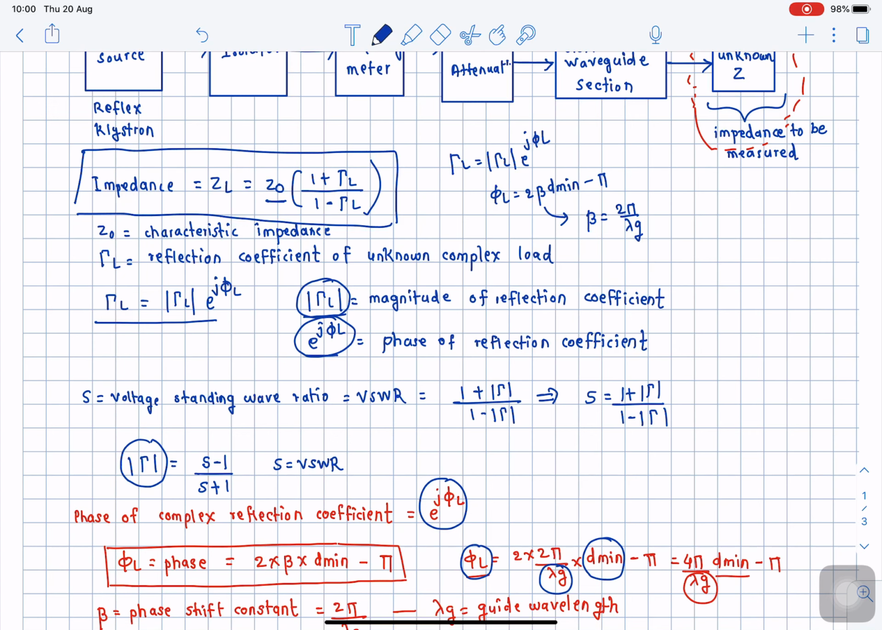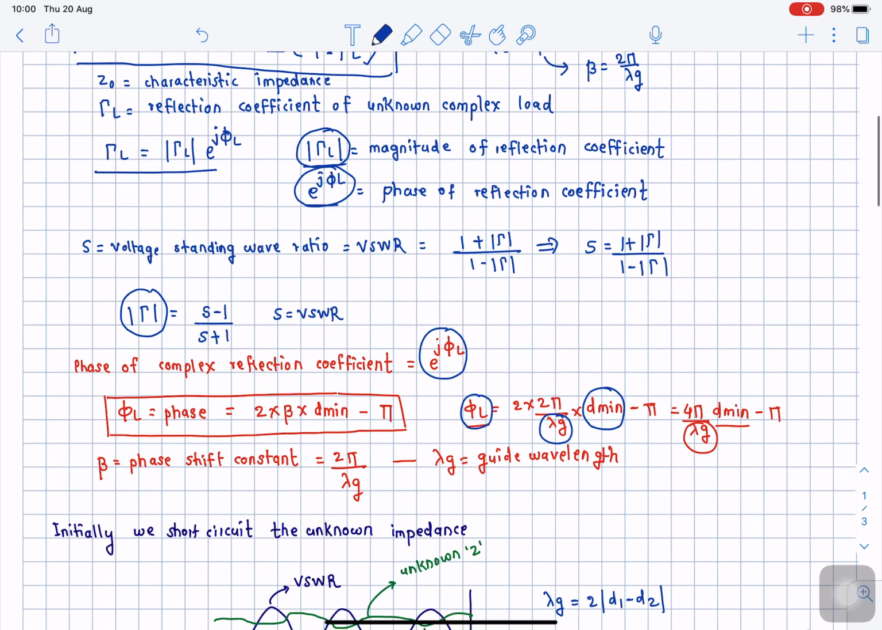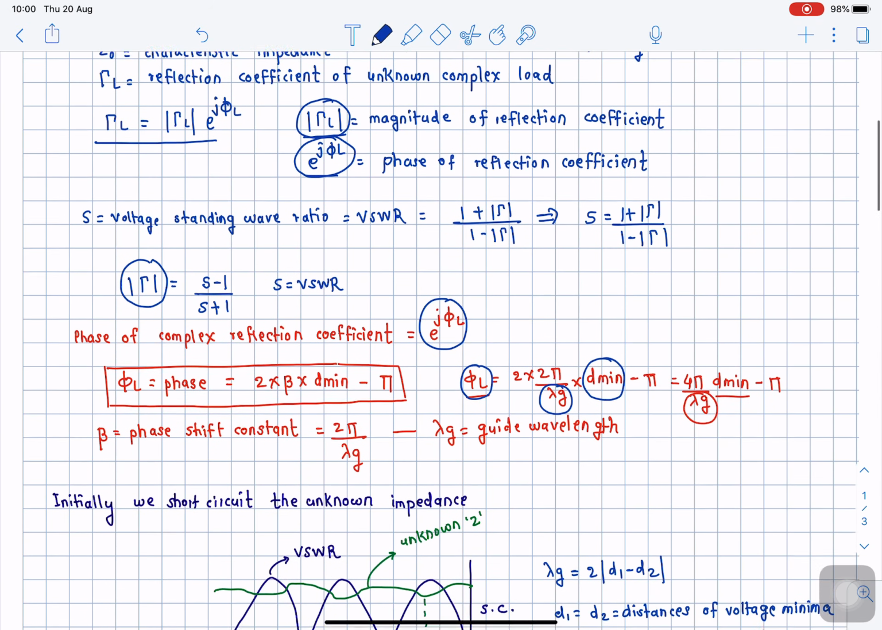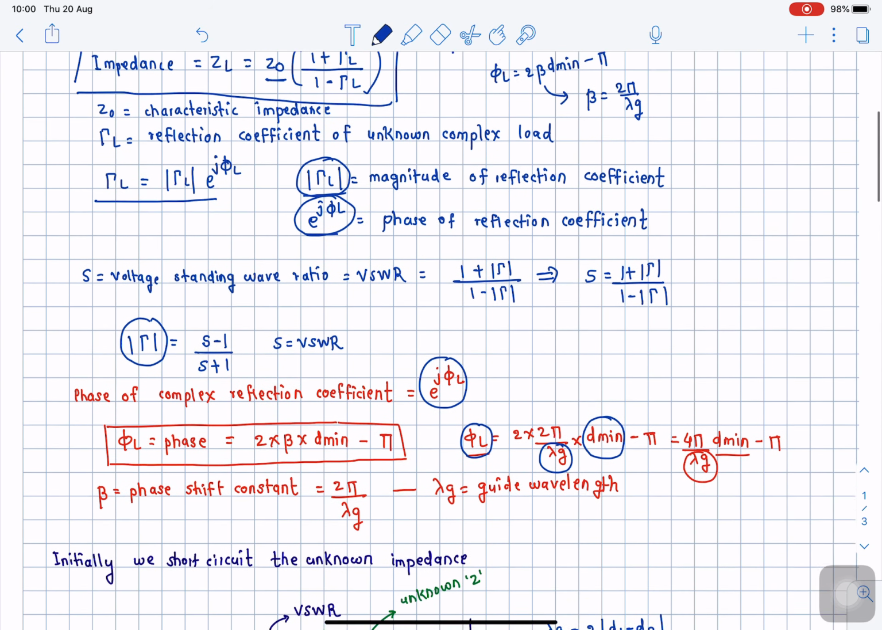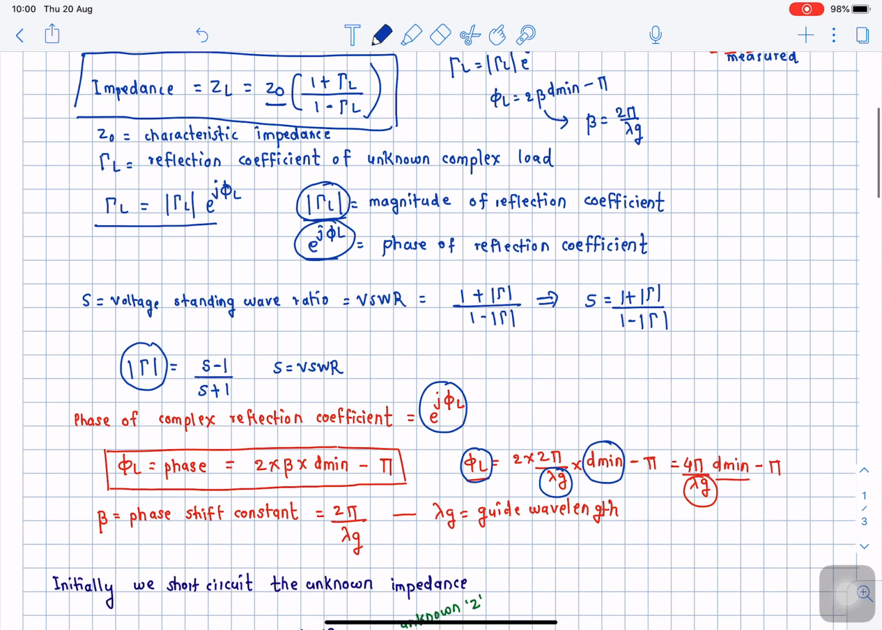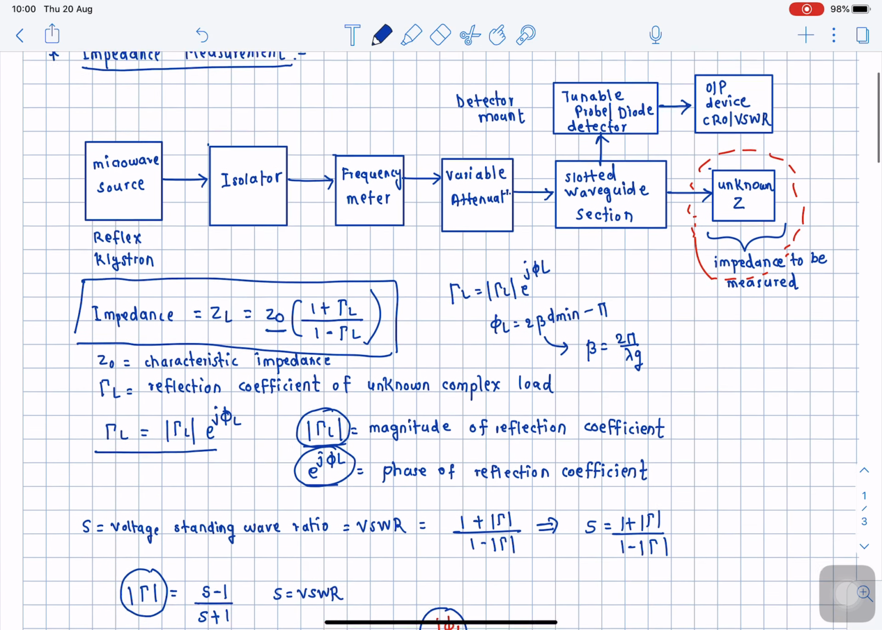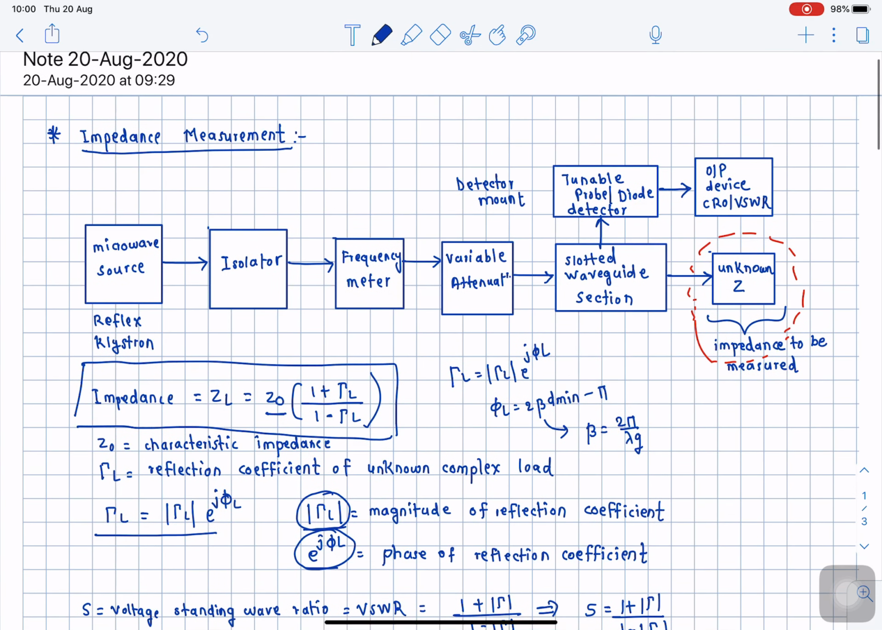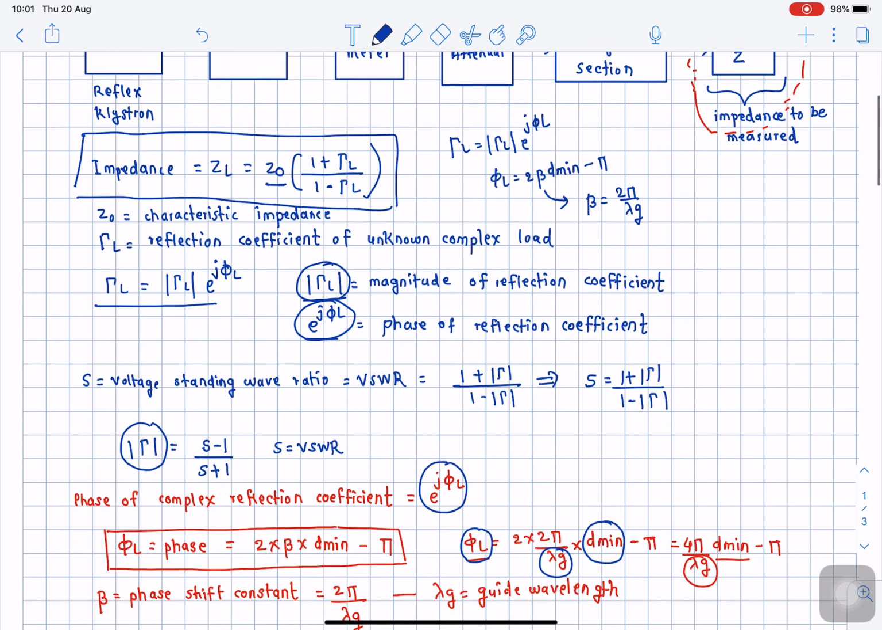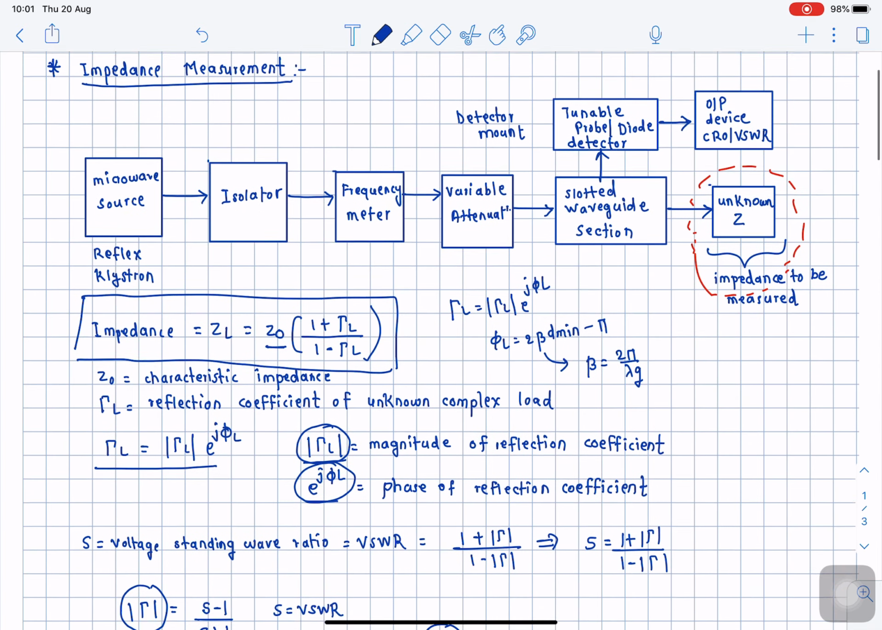The value of the unknown impedance that you get with this particular condition is known as the complex value of load impedance. So a complex value of a load impedance you can measure with this technique, and this is the entire measurement procedure of unknown complex load impedance. I hope you understood this procedure. It is simple and straightforward.